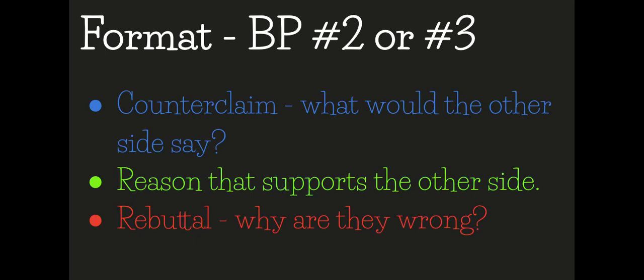Regardless of where you put it, there needs to be 3 parts to it. You need to give a counterclaim. So what would the other side of this argument say? Okay. For example, we're going to use the Olympics example that we've been using throughout these videos to model this. So for example, what would the other side of the argument say about hosting the Olympics in your city? The big part here, and what's really, really important about being a good debater, is being able to acknowledge that there is another side of a debate.